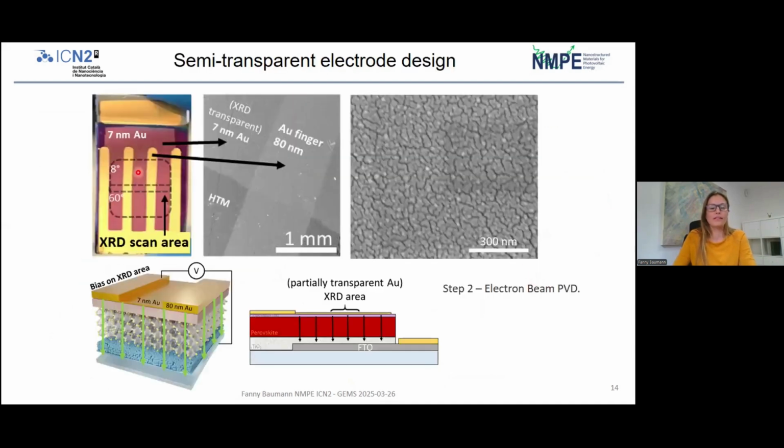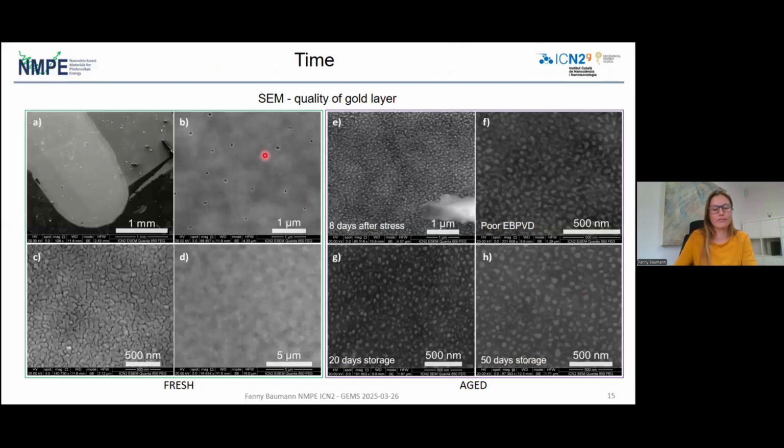This thin layer is semi-transparent, so it's still connected, but it gives the X-rays a possibility to pass through it without too much interference with the gold. And this layer was evaporated by electron beam evaporation in order to have a better quality. The reason for this is that we noticed that if the quality of the evaporation was not good enough, you could easily have a lot of agglomeration and not an accurate layer.